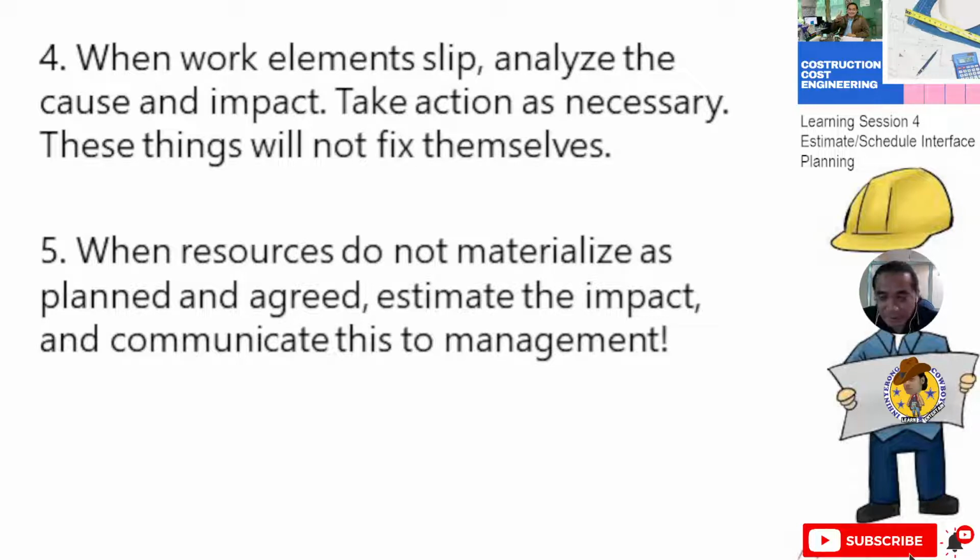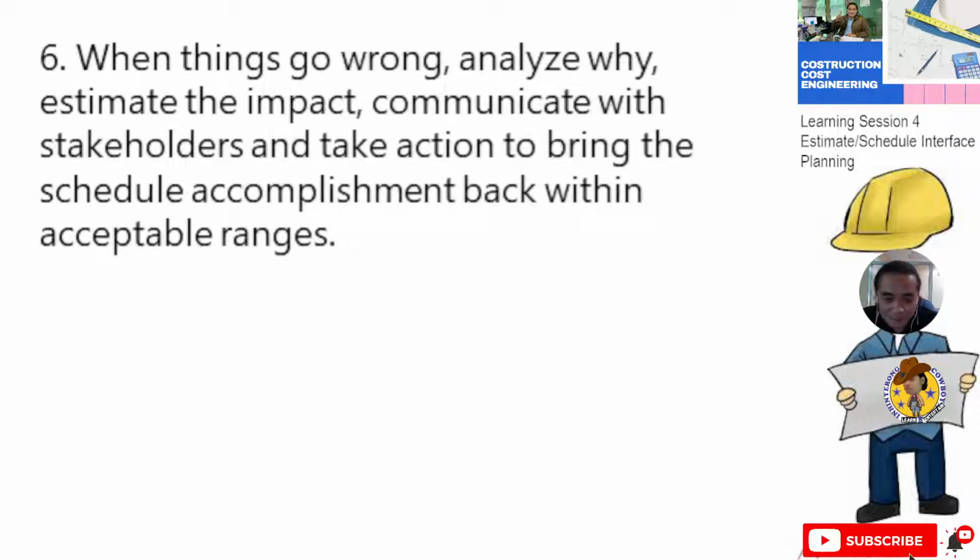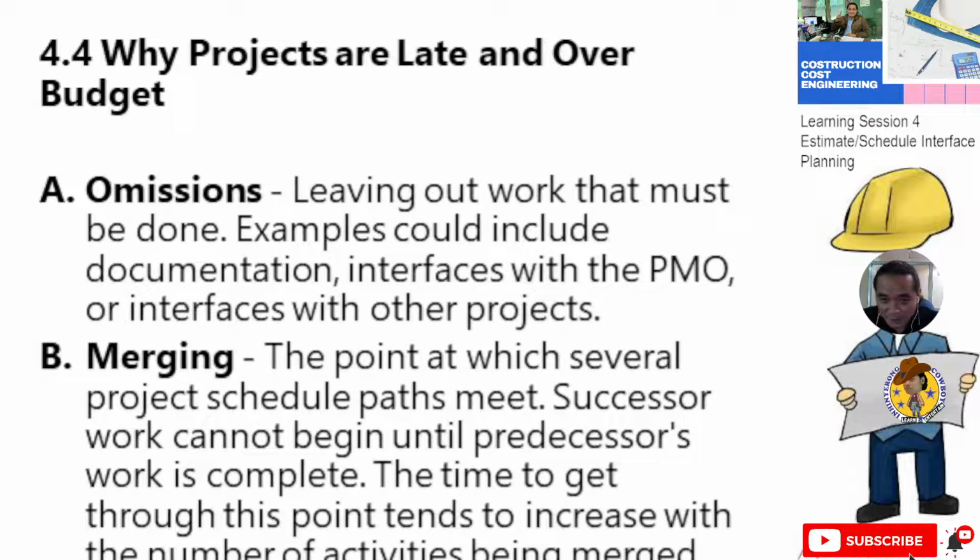Number five, when resources do not materialize as planned and agreed, estimate the impact and communicate this to management. Number six, when things go wrong, you have to analyze why, estimate the impact, communicate with the stakeholders, and take action to bring the schedule accomplishment back within acceptable ranges. Now we are on the last subtopic of learning session 4. Why are projects late and over budget?